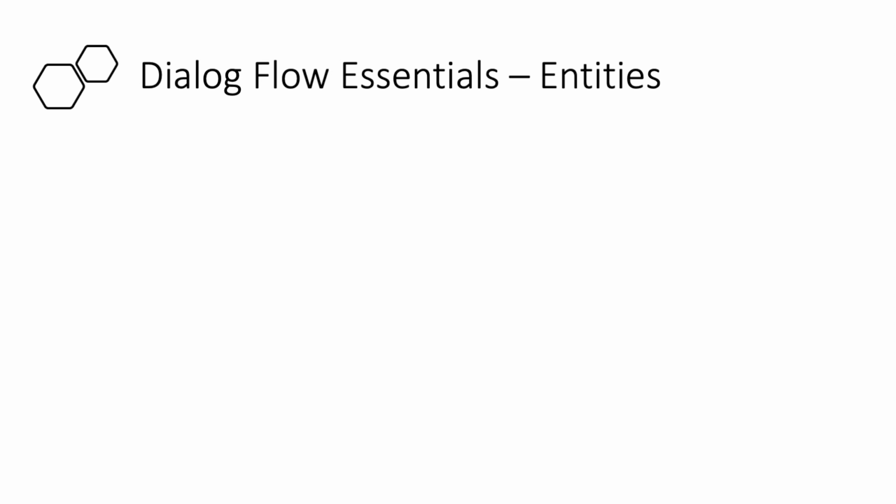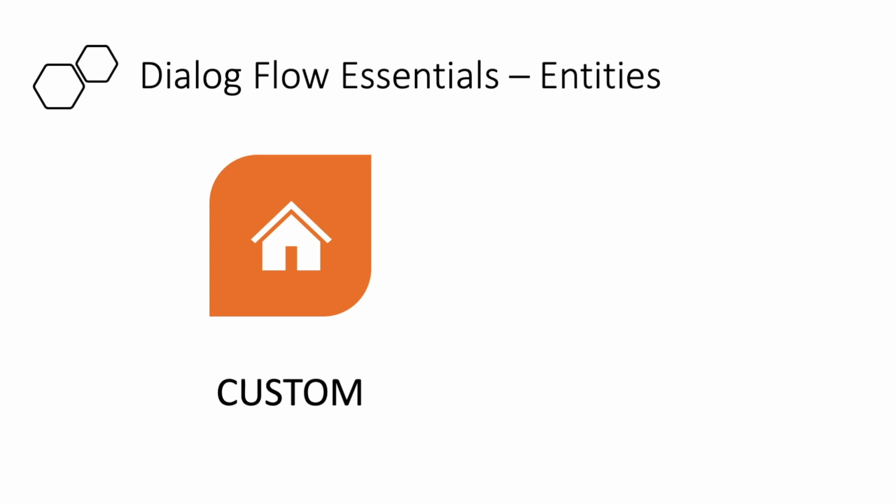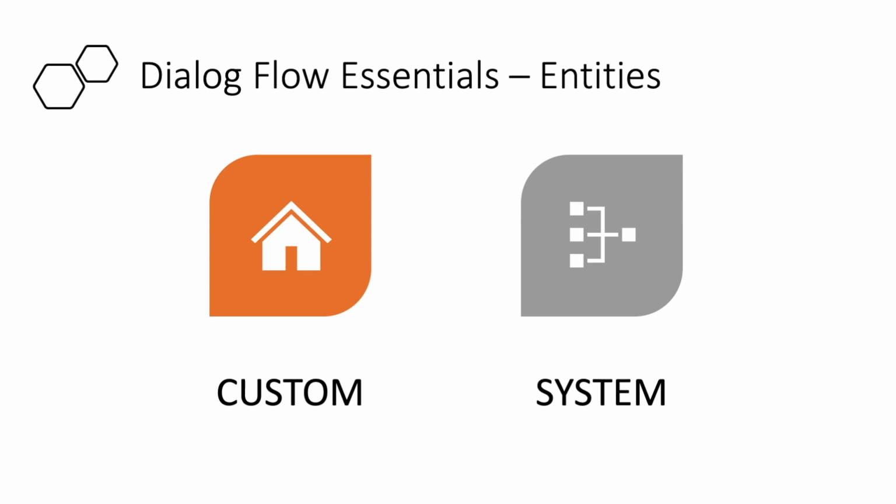There are two types of entity: custom entity, which you can define as per your need, like if you want to fetch the product name from the incoming user request. The other one is the system defined entity, like number, geolocation, and many more. So let me show you this on Dialogflow.